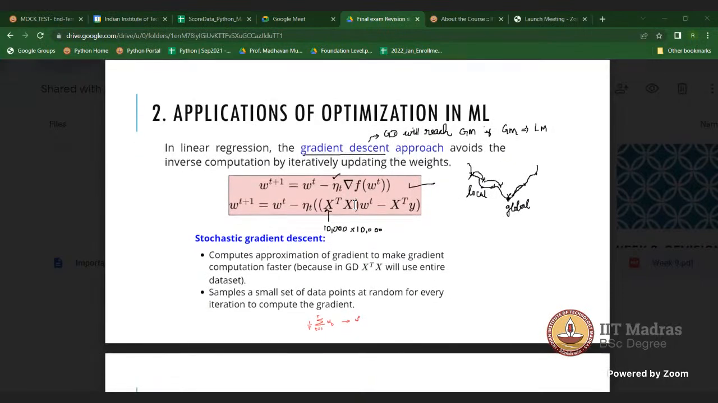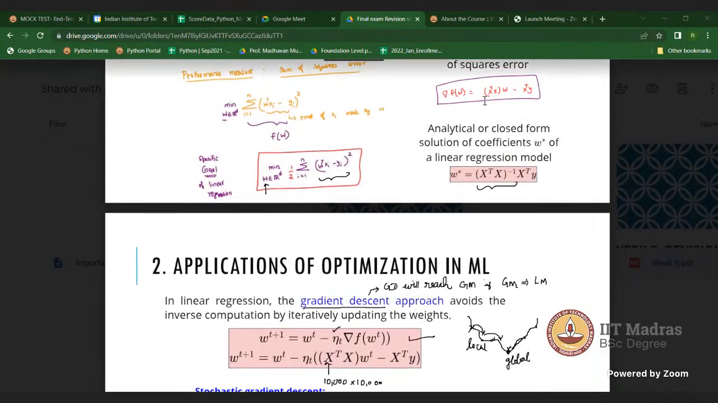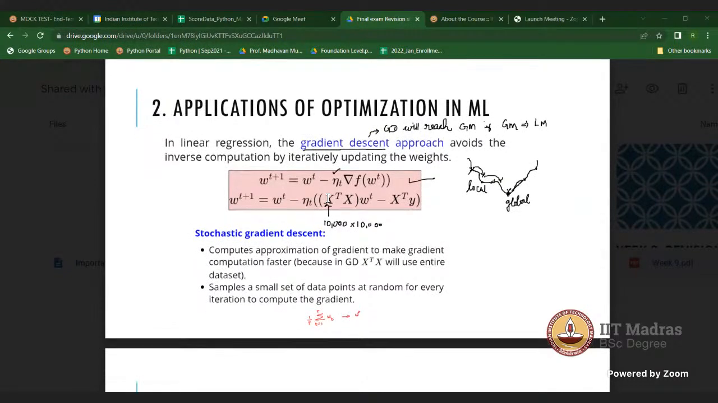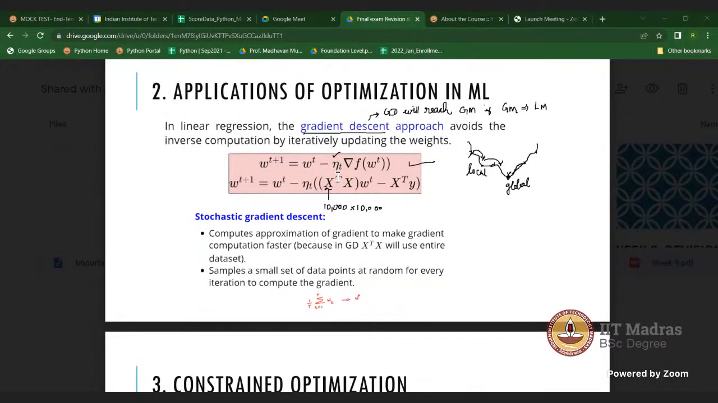So instead of finding this w star directly, we just use del f of w to find the optimal value. Each time we find w t plus 1, w t plus 2, and so on, and after n iterations we arrive at this optimal solution. This eta t is a step size, which you already saw in week 7, for gradient descent.